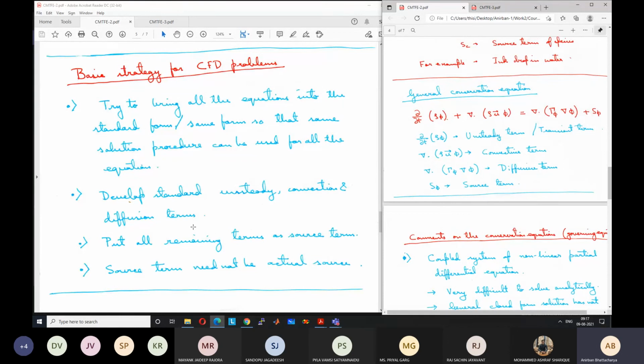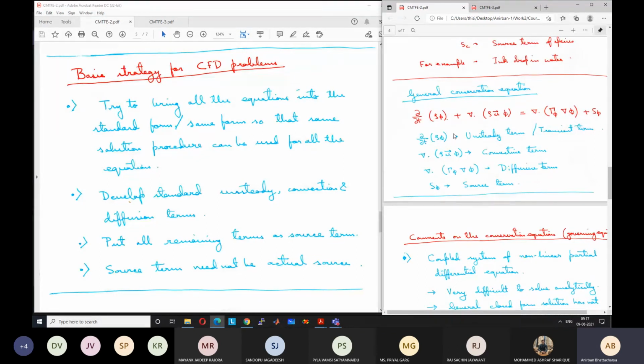Then for each of the terms, develop general methods for discretizing them: the unsteady term, convection term, and diffusion term. To use those methods, we want to put the equation so that the unsteady term, convection term, and diffusion term are of this general form. Whatever extra terms are present, some of which may not fit in any of these terms, can all be put together in the source term.